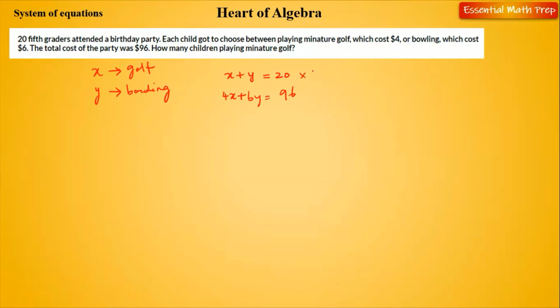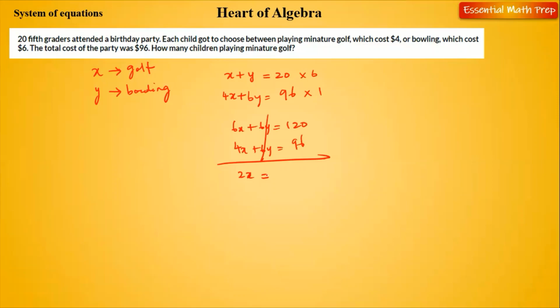Let's say we multiply the upper expression by 6 and the bottom expression by 1. I've provided a rationale on why I do that in one of the previous problems, so go back, rewind, watch that, come back and solve the problem again. So that'll be 6X plus 6Y equals 120, and 4X plus 6Y equals 96. That's 2X equals 120 minus 96.